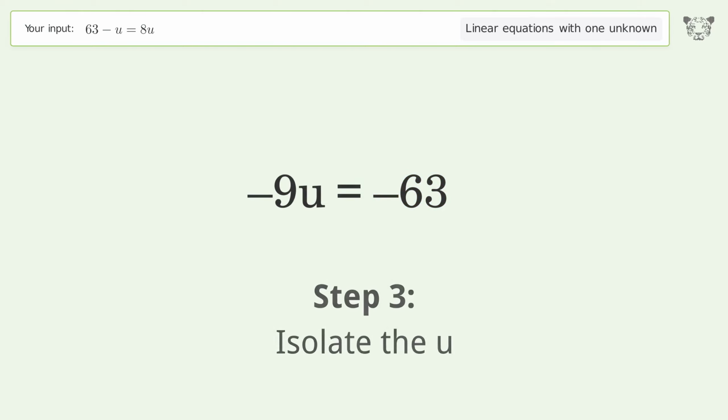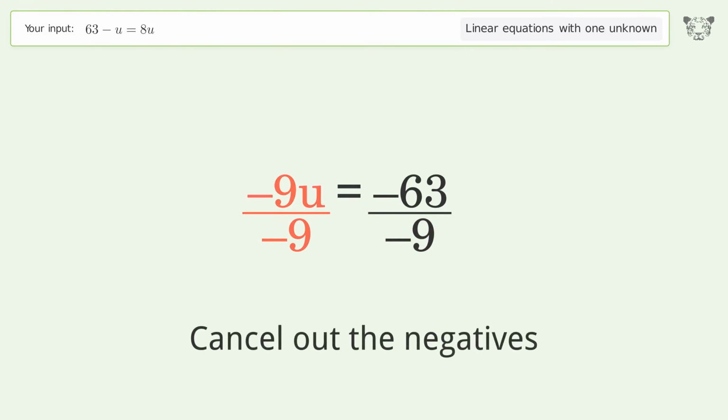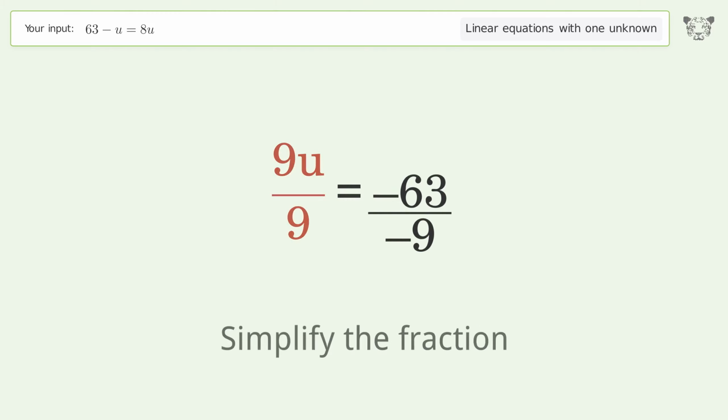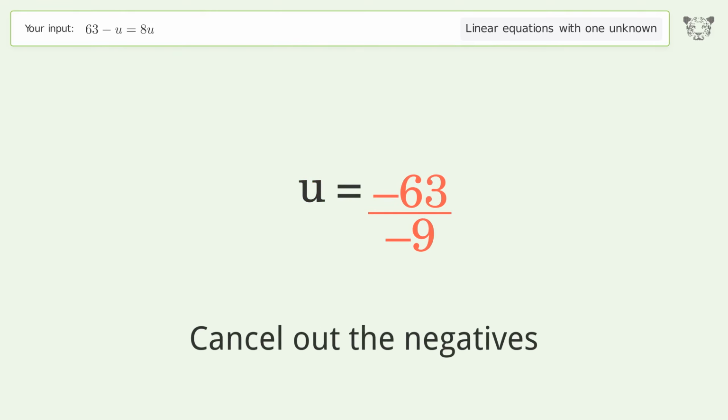Isolate the u. Divide both sides by -9. Cancel out the negatives. Simplify the fraction. Cancel out the negatives.